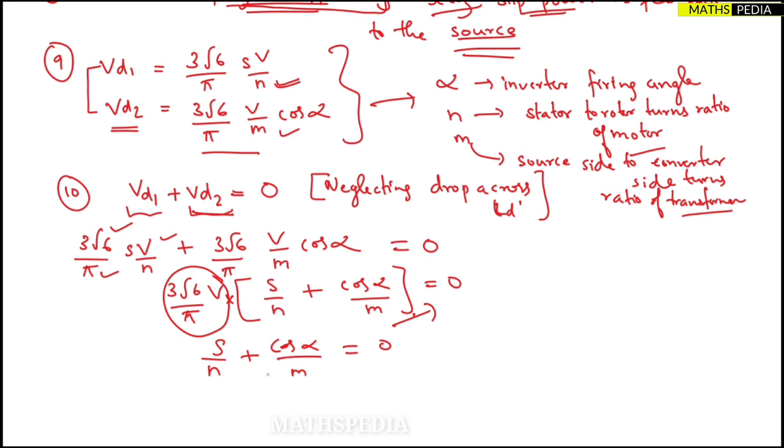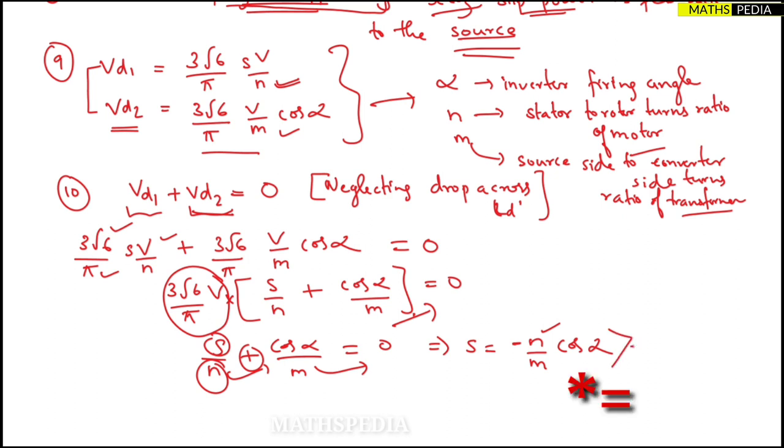From this, can I get the value of S? S will be equal to, shifting this part to the right side, minus N by M cos alpha. I hope you got it. Minus, because here plus is there, it will go to that side and become minus cos alpha by M. Then N we can take to that side, it will come in the numerator. That's why it is minus N by M cos alpha. Here you have to remember, it should be greater than minus A cos alpha, where A is nothing but the N by M ratio. We have discussed what N and M are already.